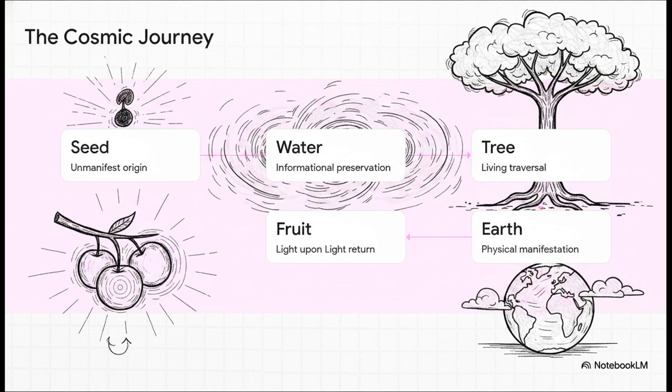Third, it travels up the tree, our living conduit. Fourth, it hits Earth, resulting in physical, localized manifestation. And finally, step 5, the fruit. This is the ultimate light upon light return to the source. It's a perfect, eternal loop.